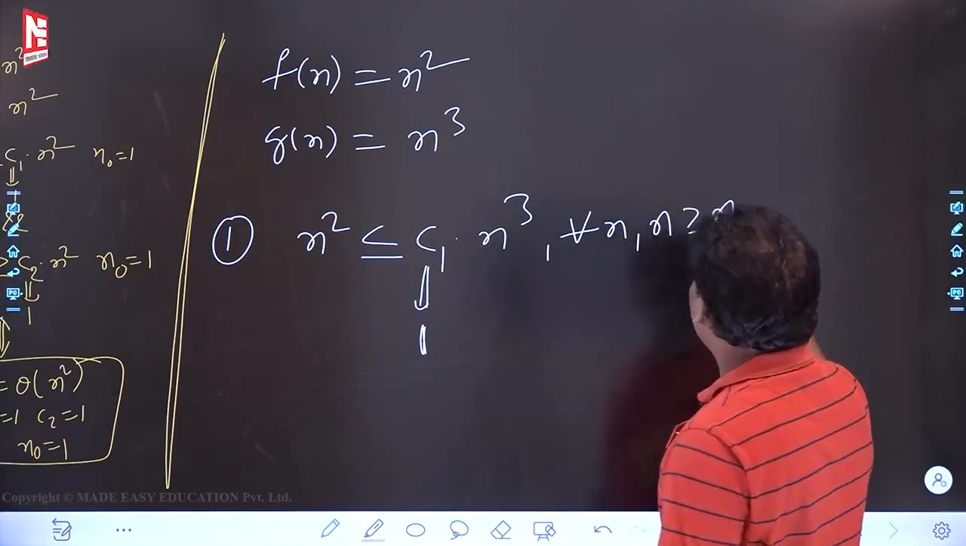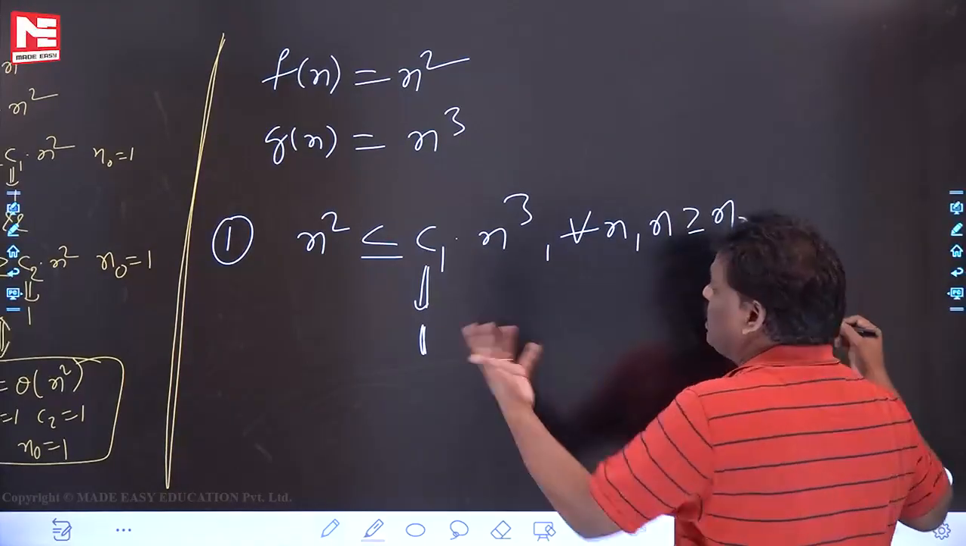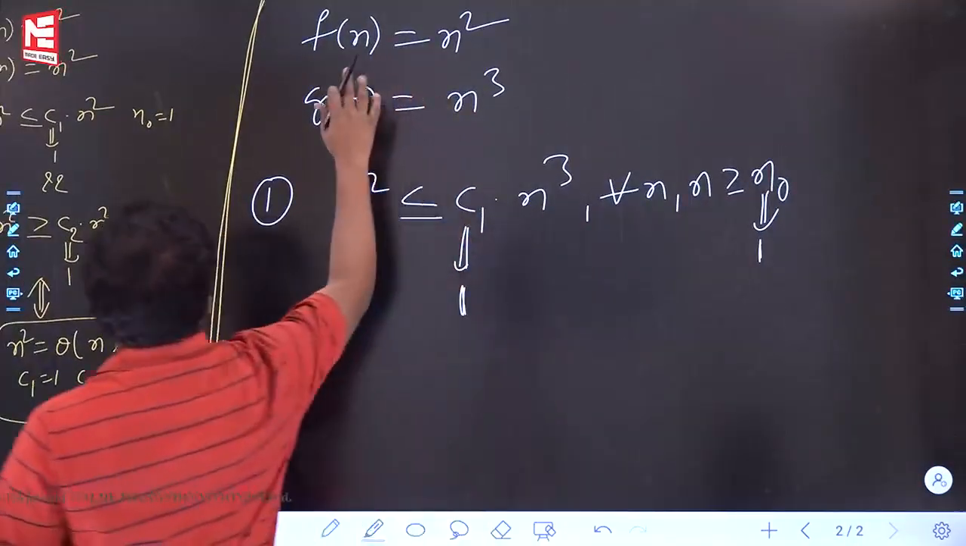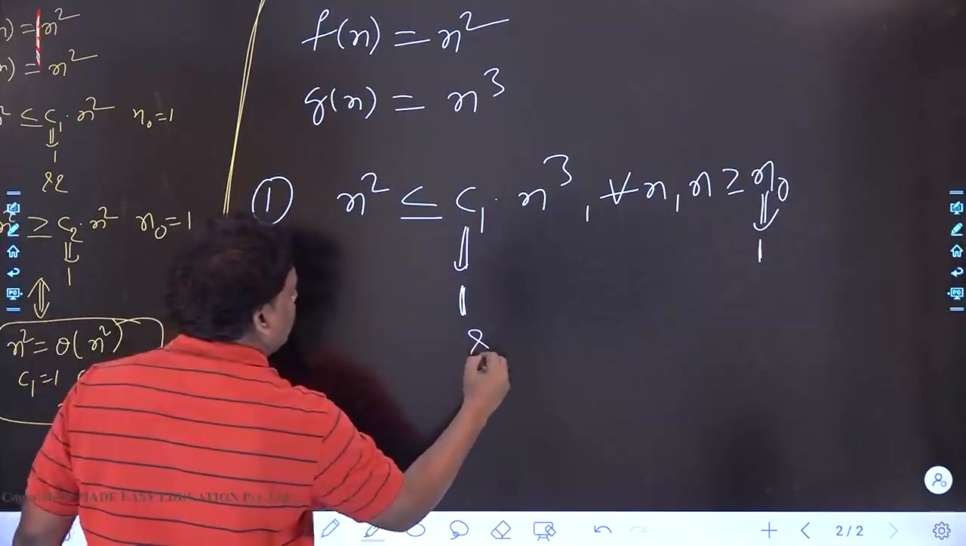And one more. From which place onwards is it working? By the start itself it is working. So for this problem, big O is possible. Let's go for the next one.